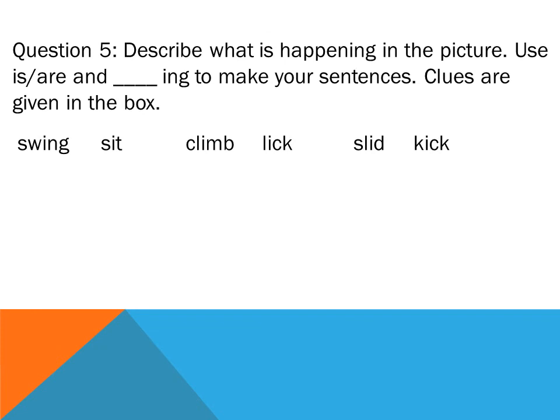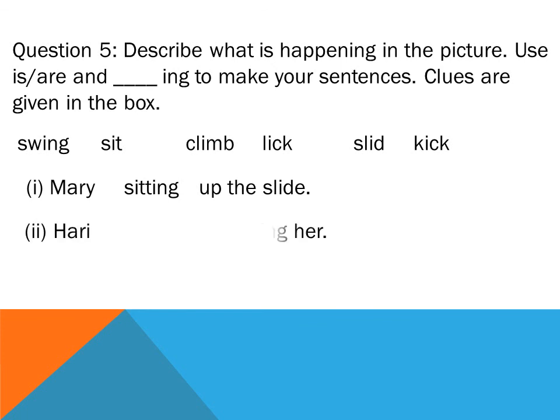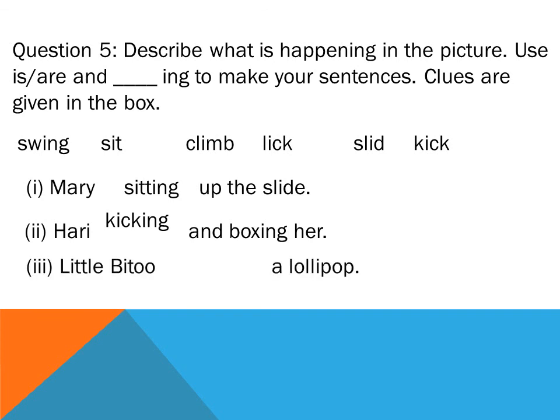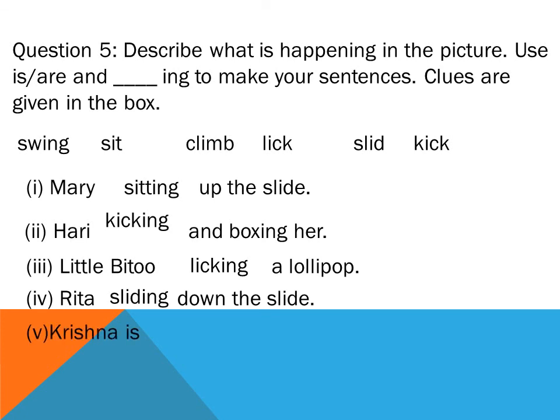Question 5. Describe what is happening in the picture. Use is, are, and -ing to make your sentence. Clues are given in the box: swing, sit, climb, lick, slide, kick. Mary is sitting up the slide. Hari is kicking and boxing her. Little Bittu is licking a lollipop. Rita is sliding down the slide.